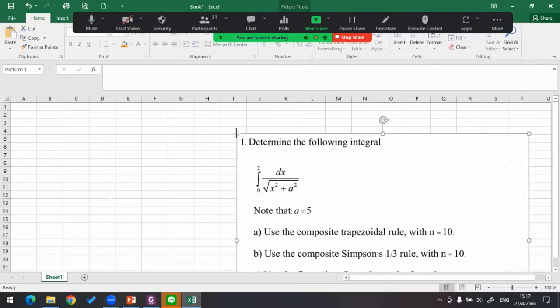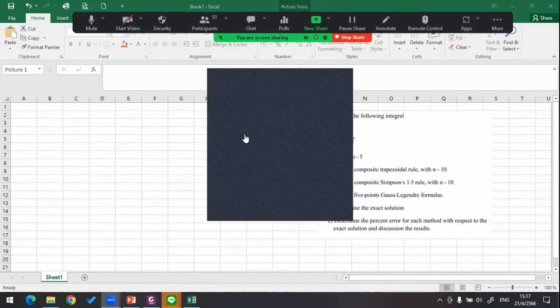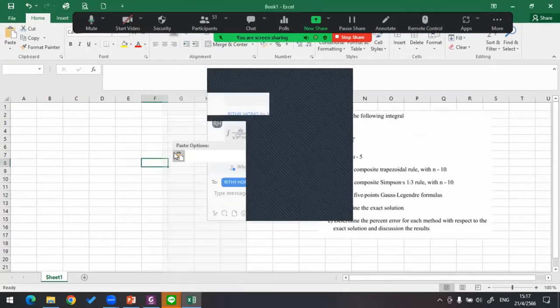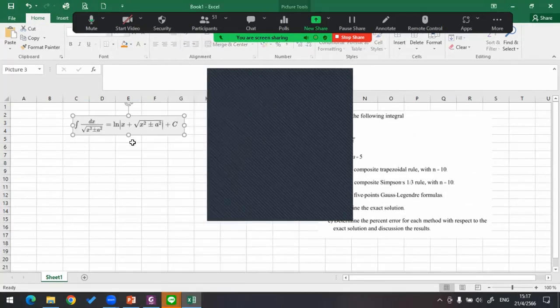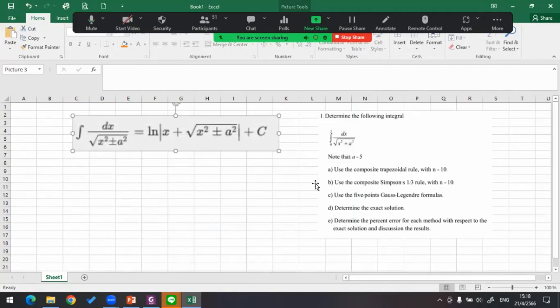This is our problem. And Li Hong gave us the solution here. This is the exact solution. That's what Li Hong gave us.